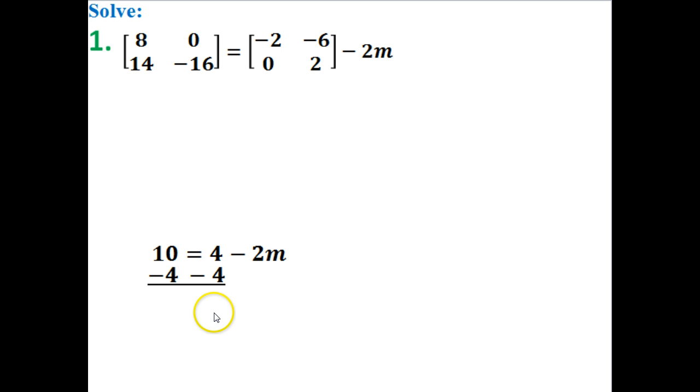10 minus 4 is 6. Then I've got 6 equals negative 2m. This is negative 2 times m, so I'm going to divide both sides by negative 2. That's not this exact problem here, but we're going to solve it in a similar fashion.